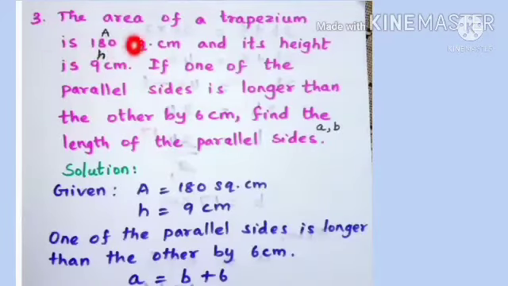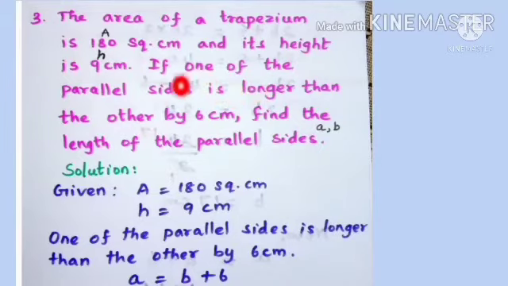Third problem, the area of a trapezium is 180 square centimeter. So the area is given and its height h is given. Height is 9 centimeter. If one of the parallel sides is longer than the other by 6 centimeter. So what does it mean? A and B are the opposite sides, and one of the parallel sides is longer than the other by 6, which means longer than represents addition. So plus sign. So plus 6.